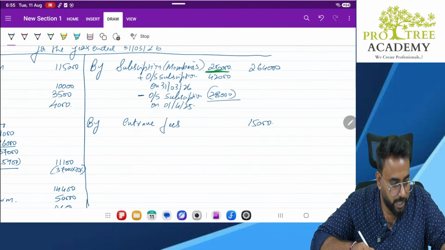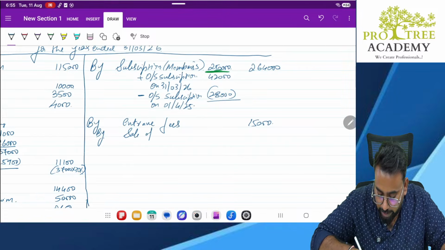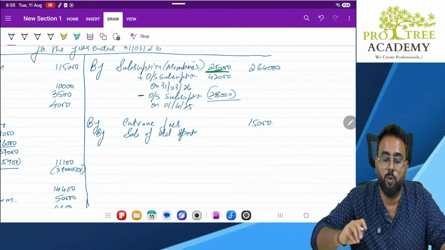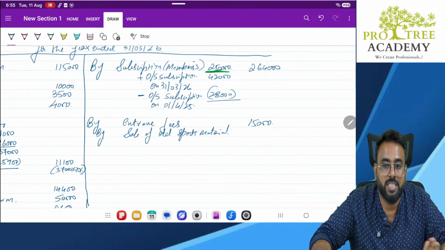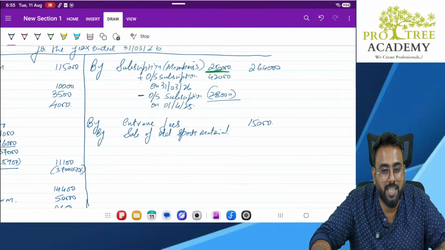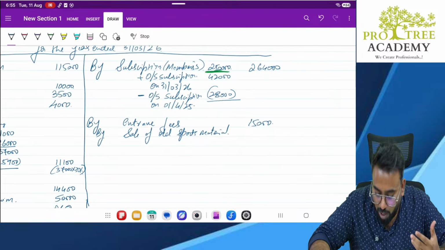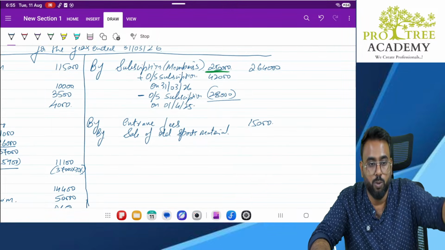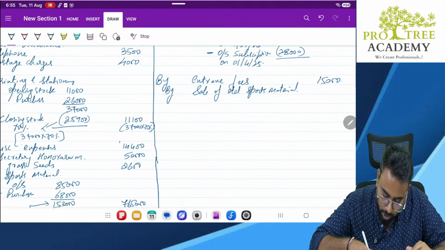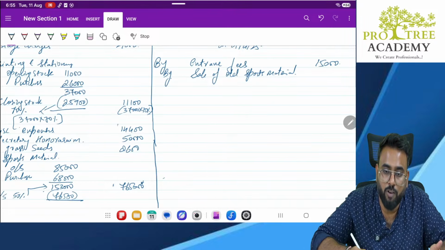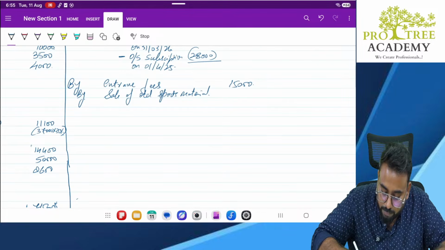The next, by sale of old sports material. Now don't tell me, sir, we should take only profit. No, sir. This is not a fixed asset. There is no concept of profit in this. Rather, this is like a scrap. So we are selling whatever sports material is there. So whatever we are selling it for, that all becomes our income. Because earlier when we used this sports material, we would have passed it as a consumption. Correct or no? After consuming, whatever is left is scrap. So that scrap is sold, that will become our income.